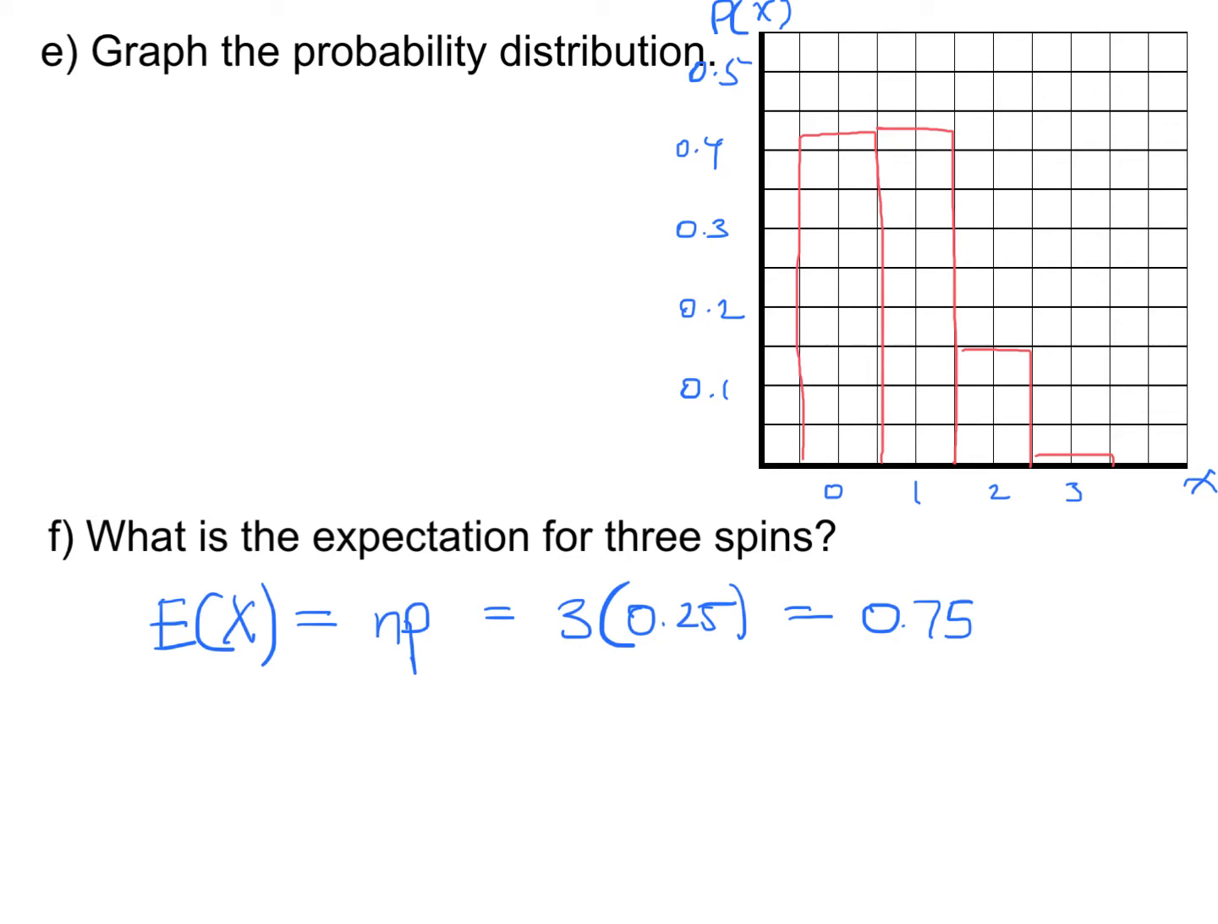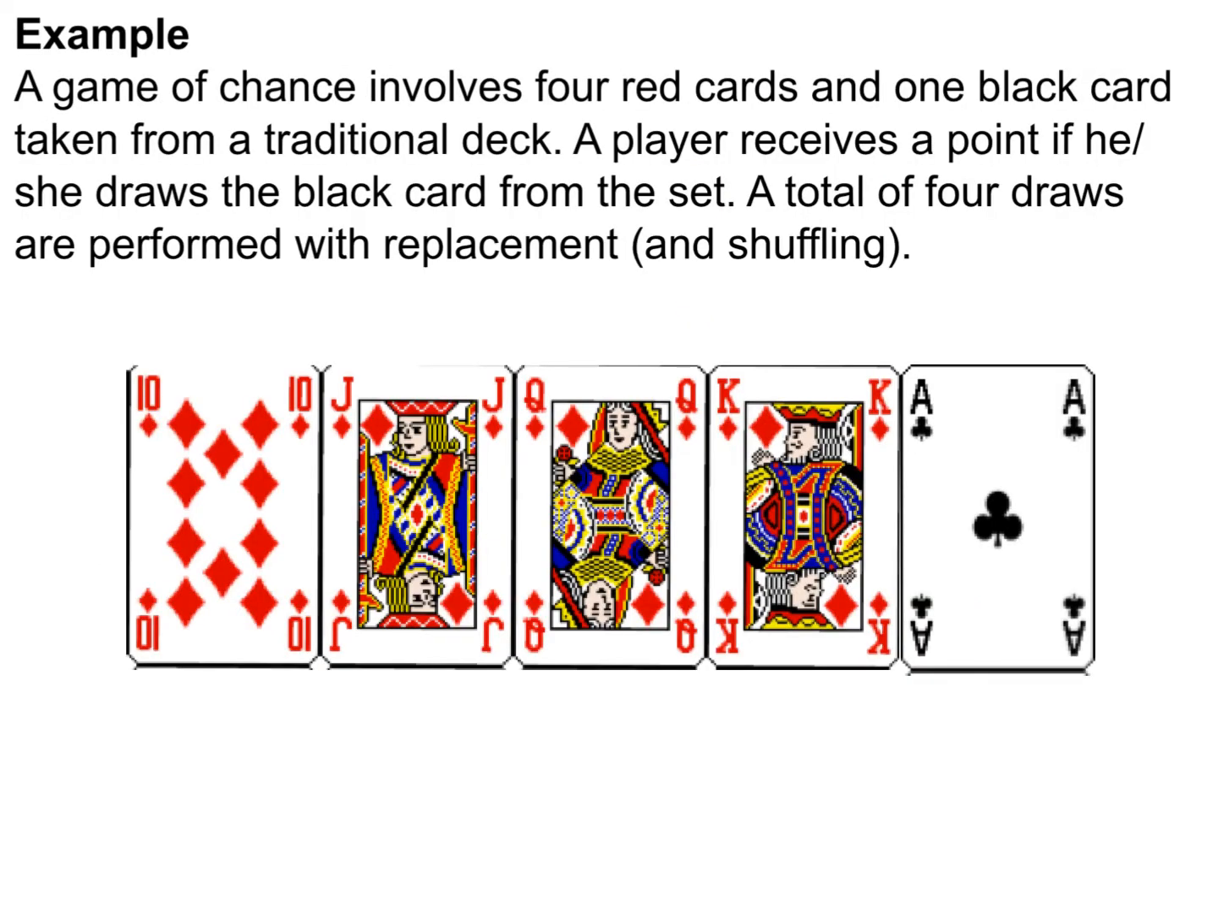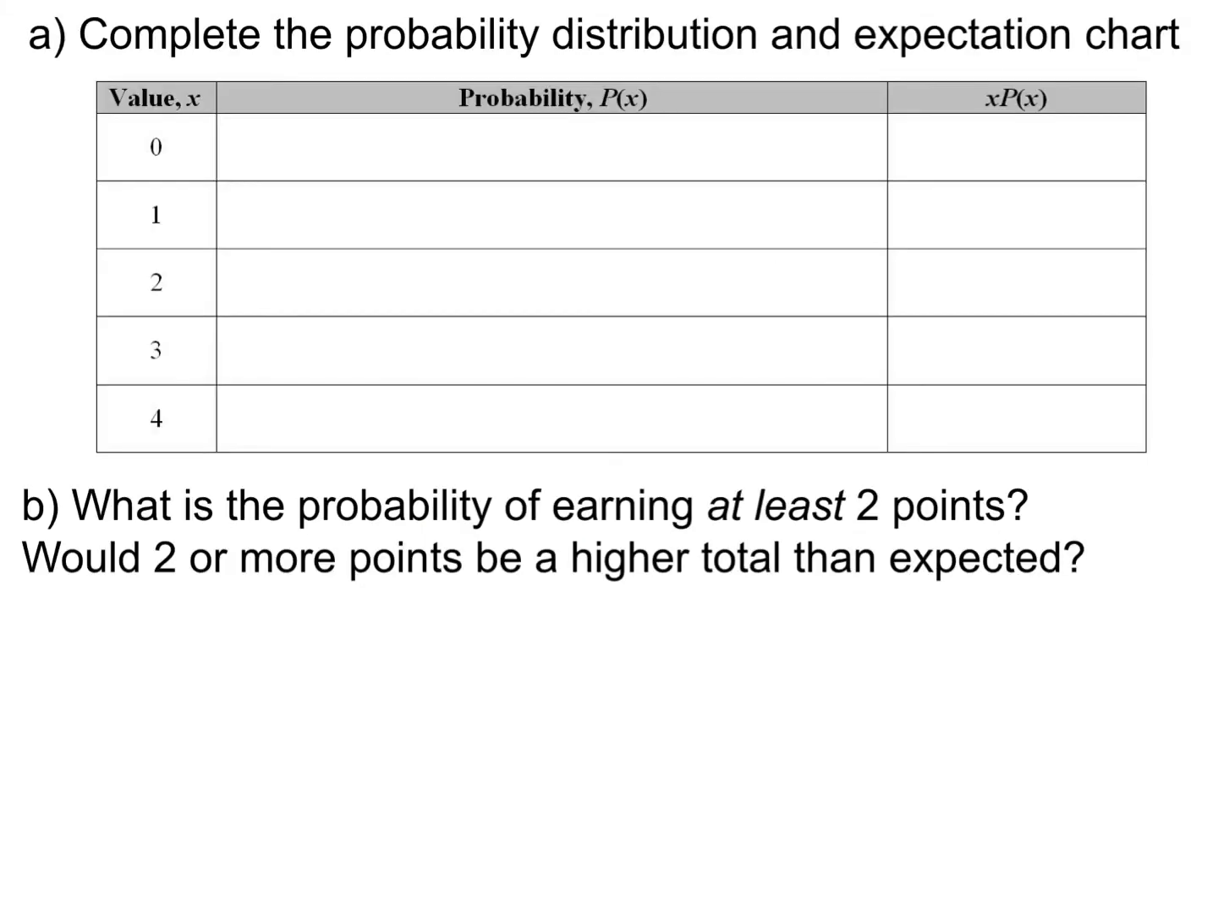So I'd like you to give the following questions a try. Here's a game of chance that involves 4 red cards and 1 black card taken from a traditional deck. A player receives a point if he or she draws the black card from the set. A total of 4 draws are going to be performed with replacement and shuffling, so the card goes back in for every trial. Here's a probability distribution and expectation chart. Why don't you fill that in?